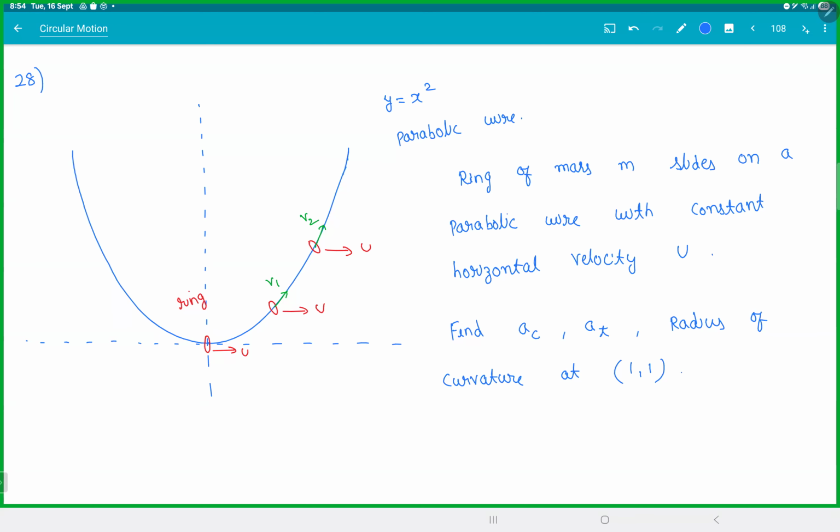So there are external forces acting on this ring, or else it won't go like this. How that is happening, don't worry about it. It is happening. It's going with the horizontal velocity u. So find the centripetal acceleration, tangential acceleration, and radius of curvature when it is at 1, 1. Try. Give 2, 3 minutes.